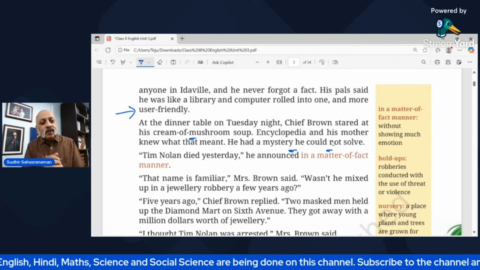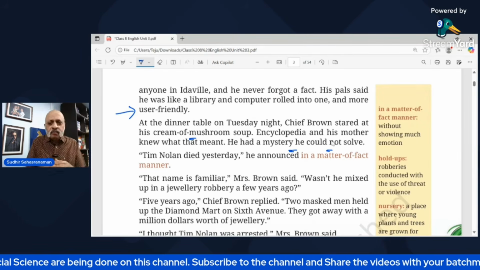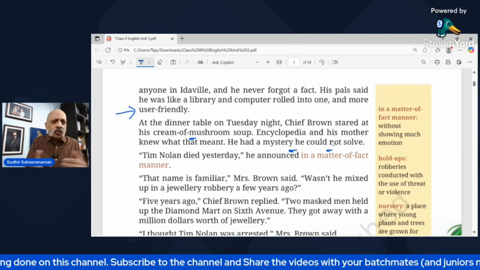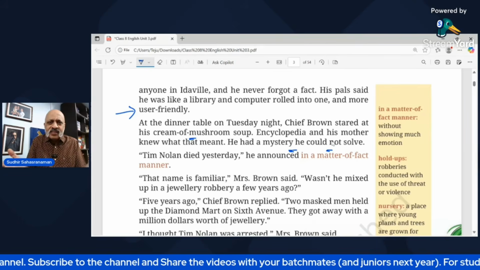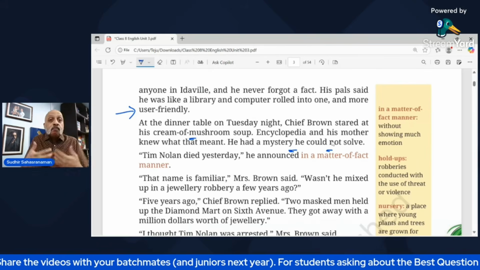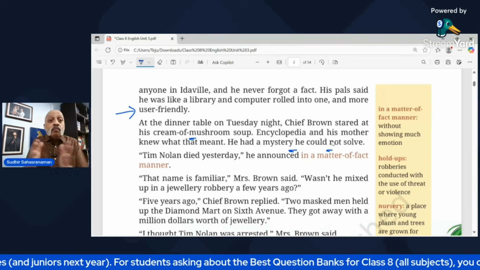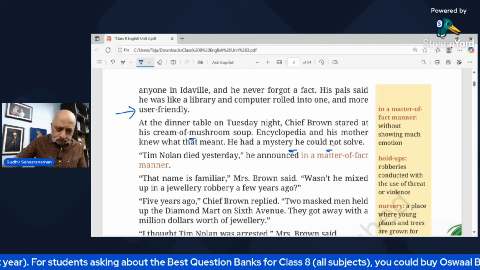Okay. So Tim Nolan died yesterday. He announced in a matter-of-fact manner. Matter-of-fact manner means without having any emotion. He died yesterday. Normally, when you talk about someone's death, you say it with a bit of sympathy, a bit of emotion. But he said it in a very unemotional kind of tone.